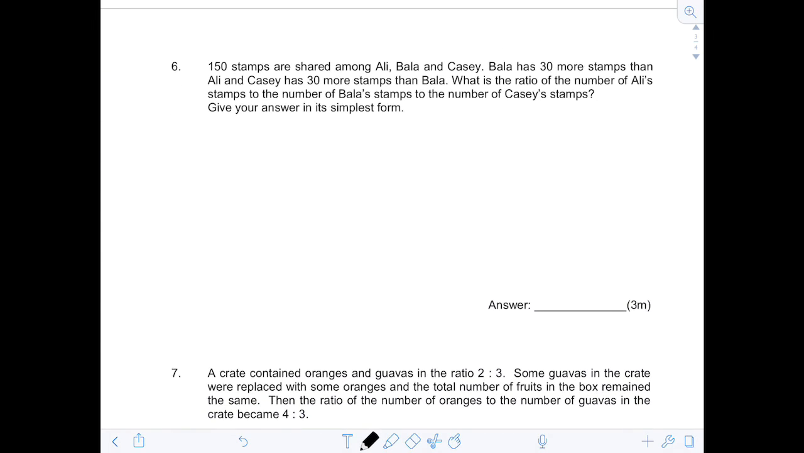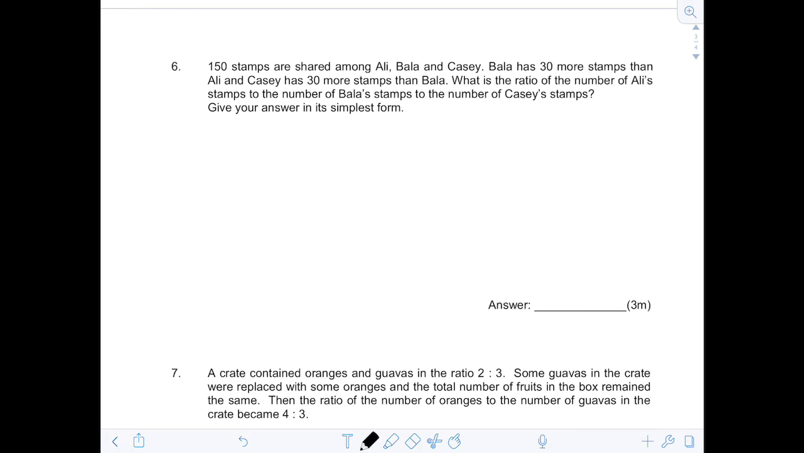Question 6. 150 stamps are shared among Ali, Bala and Casey. Bala had 30 more stamps than Ali, and Casey has 30 more stamps than Bala. What is the ratio of number of Ali stamps to number of Bala stamps to number of Casey stamps? Alright, so here I think the best way to do this is actually to draw a model.